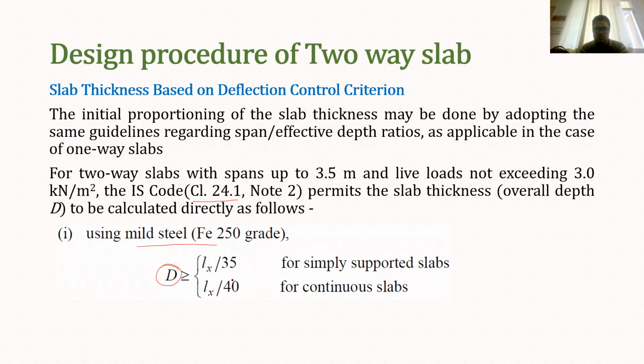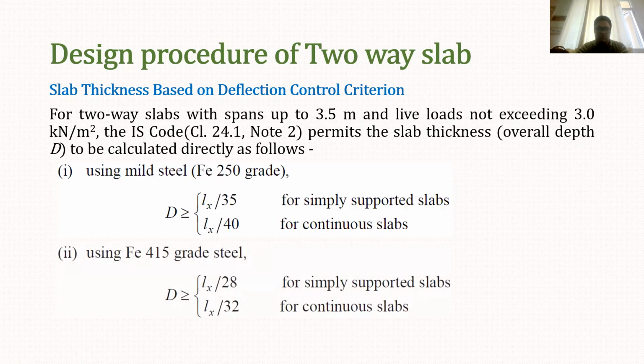I have shown you in the IS code that the L by D ratio is 35 for simply supported slab and 40 for continuous slab. With this relation, we can estimate the value of D as Lx by 35 for simply supported slab and Lx by 40 for continuous slab. Similarly, if we are using Fe415 grade steel, in that case we have to multiply this value by 0.8, and by multiplying with 0.8 we get 28 and 32 respectively. So for different grades of steel we have different ratios.